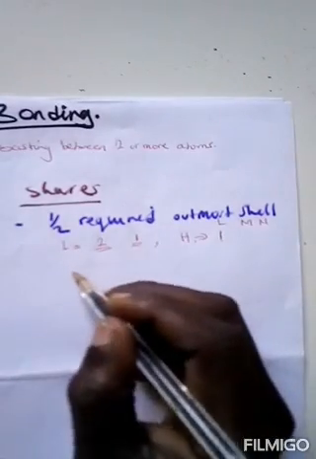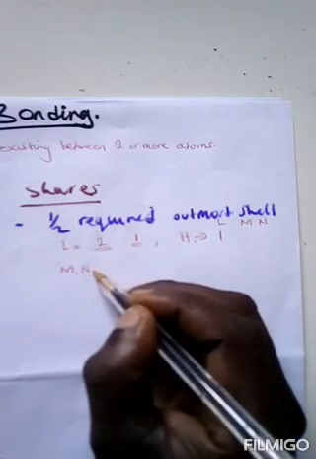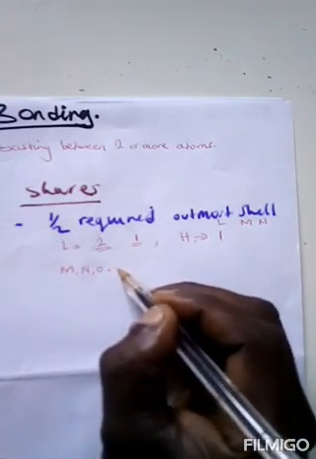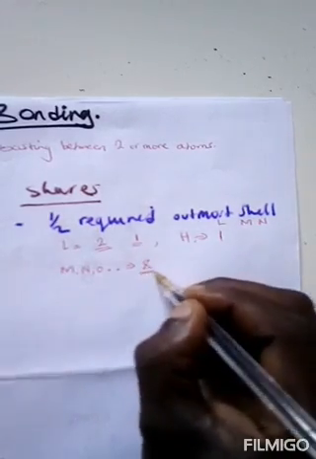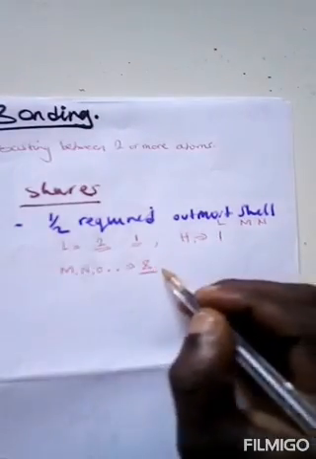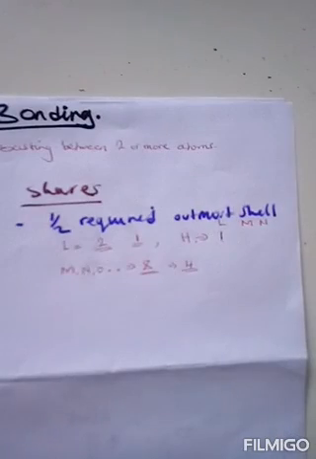Another example is, for instance, the shells M, N, O, and so on and so forth. These are filled to the maximum by 8 electrons. So what is half of 8 electrons? This is equal to 4 electrons. So those elements which have shells M, N, O, and so on, if they have 4 electrons in their outermost shell, then they cannot lose all the 4, nor manage to gain the 4, but instead they will share with another element.